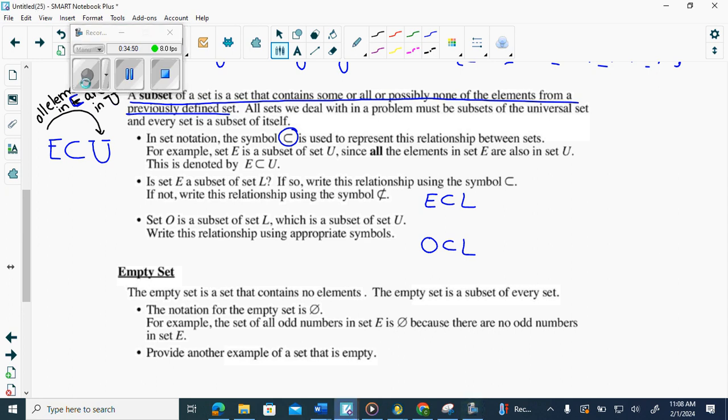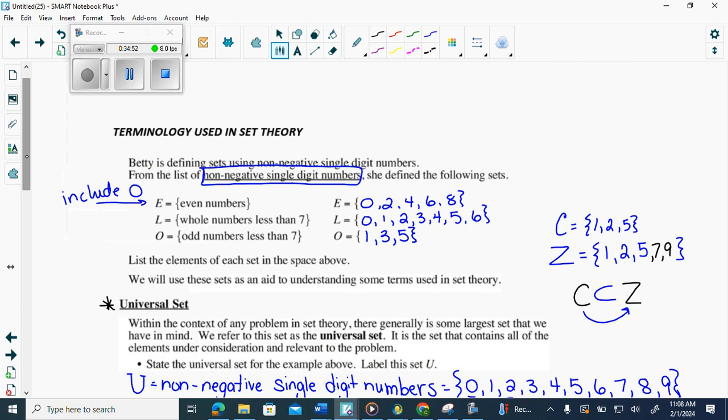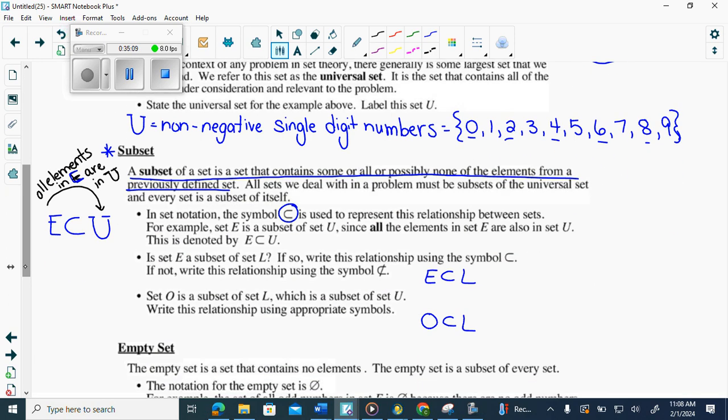Is E a subset of L? Well, let's go up here. Is everything in E in L? So E has 0, L has 0. E has 2, L has 2. E has 4, L has 4. E has 6, L has 6. E has 8, L doesn't have 8. So is E a subset of L? No, because everything in E isn't in L. And if you had to explain that they're not, you'd say, well, E has the element 8 and L does not. Therefore, E is not a subset of L, right? You could explain it with words, could you not?